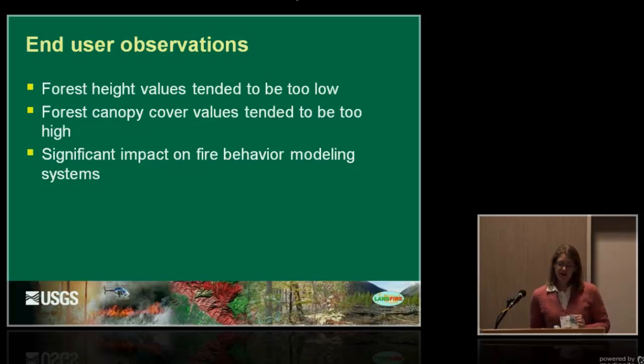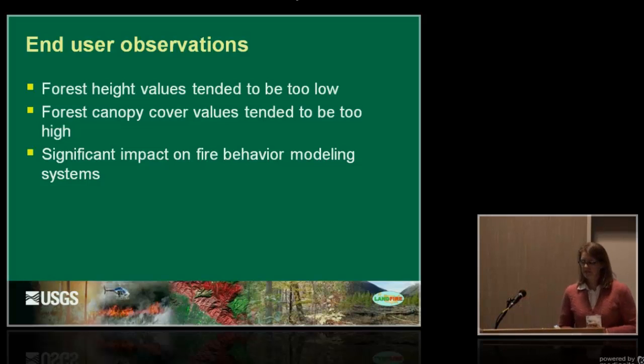We had some end-user observations, one of which was that forest height values tended to be too low. Forest canopy cover values tended to be too high. I'll go into a little bit about why this might be the case. And that this had a significant impact on fire behavior modeling systems. And so the decision was made to remap forest height and canopy cover for the conterminous US. So again, just forest, not shrub, not herbaceous. We really didn't touch that. It was the forest products that we looked at again. We said the forest height values tended to be too low.